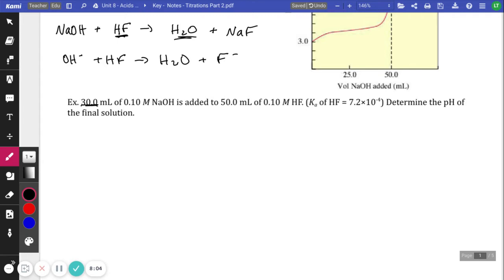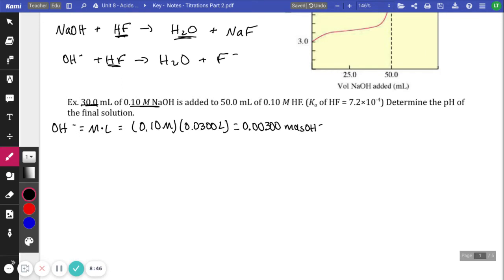So I have 30 milliliters of 0.1 molar sodium hydroxide. To figure out how many moles of hydroxide, I'm just going to multiply my molarity times liters. My molarity is 0.1 times my liters, which is in milliliters, so we have to divide by 1,000. So we get 0.0300 liters. Multiply those together, and we should have 0.0030 moles of hydroxide that we're working with.